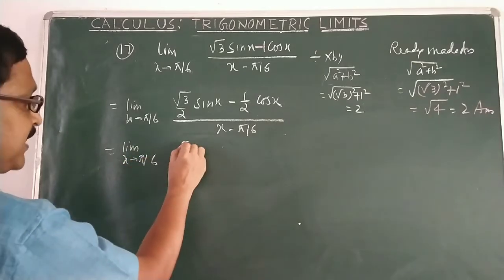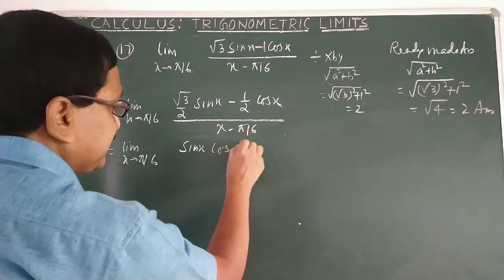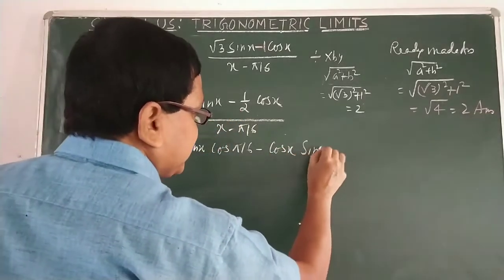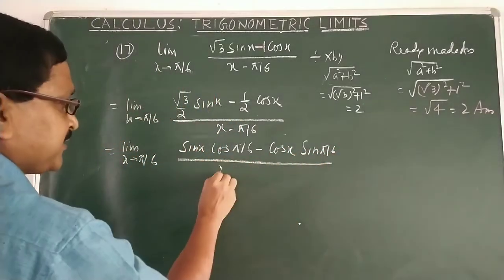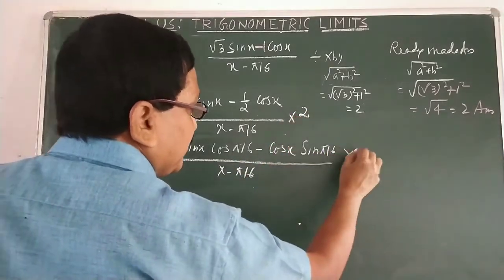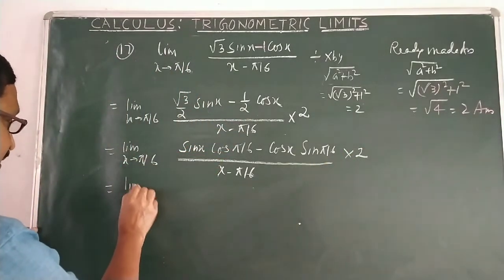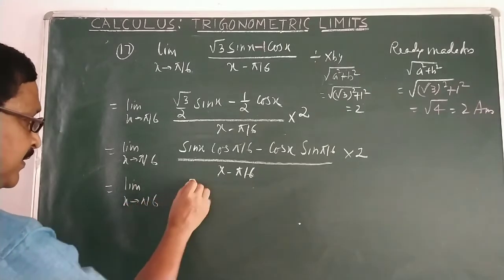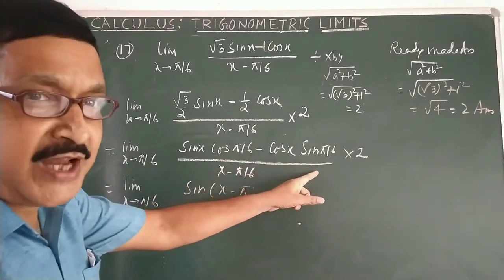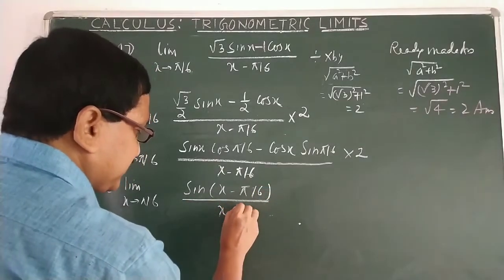Pi by 6, sin x first, sin a into cos b. So this is cos pi by 6 minus cos x into sin pi by 6. This is sin pi by 6, by x minus pi by 6. Again multiply by 2. Divide and multiply by 2, I have already suggested. So limit x tends to pi by 6, sin a into cos b minus cos a into sin b, sin a minus b, sin of (x minus pi by 6) by (x minus pi by 6).